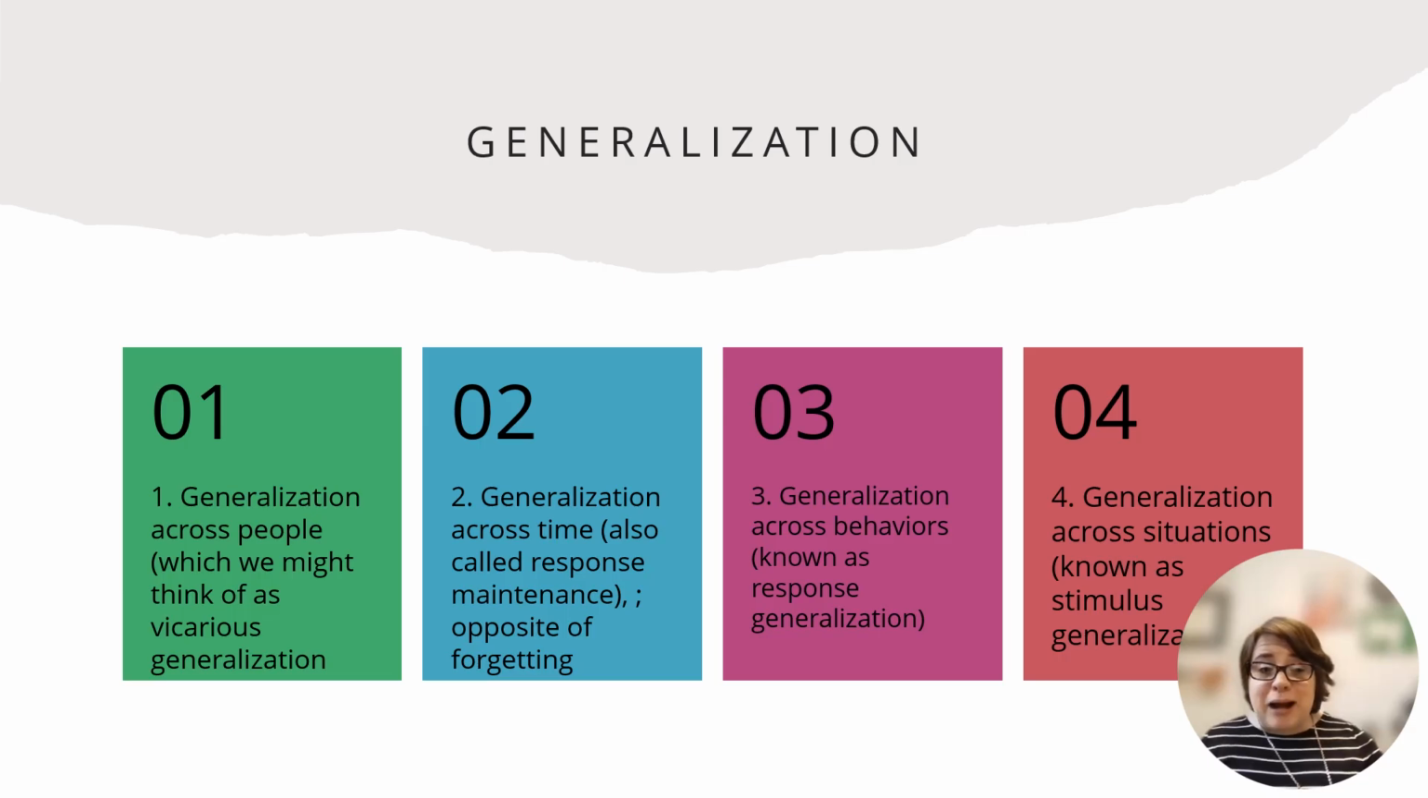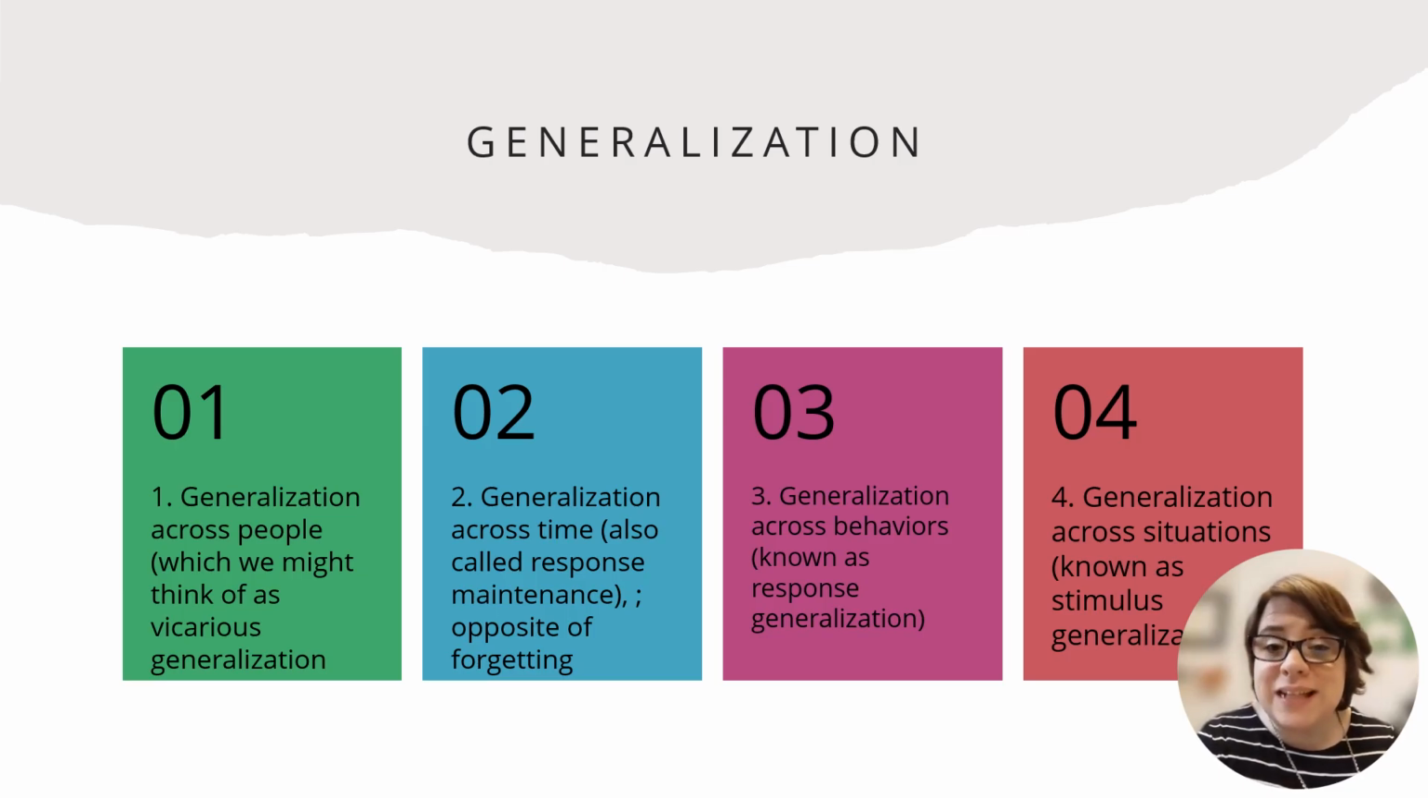And lastly, perhaps the most important and most thoroughly researched type of generalization is generalization across situations or contexts, also known as stimulus generalization. Right? So this happens when a behavior learned in one context or situation is exhibited in a different context or situation. So for example, a dog is trained to sit when hearing the word sit in a quiet room.